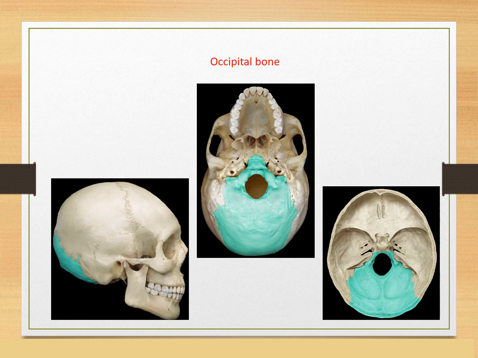So this shows you several different views. There's a lateral view of the skull, the occipital bone. You can view it inferiorly, and also when looking at the cranial floor.